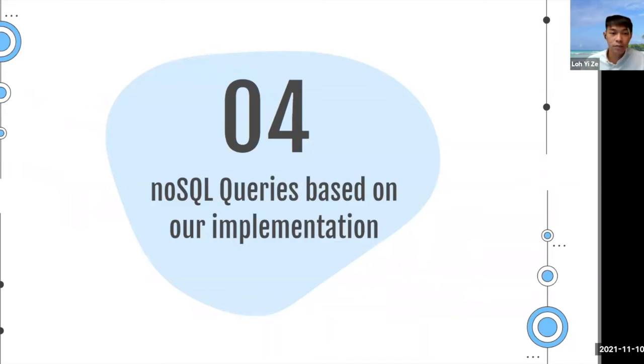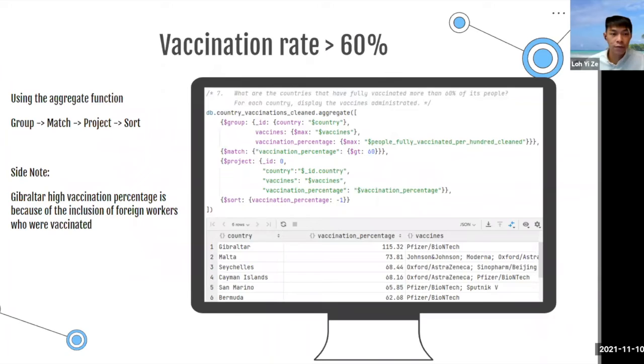Thank you, Joshua. Now I'll be going through the queries our group has done based on the merged dataset. The first query would be, what are the countries that have fully vaccinated more than 60% of its people? To tackle this query, our group used the aggregate function, which can be used to tackle more complex queries. We split it into 4 stages: the group, match, project, and also sort.